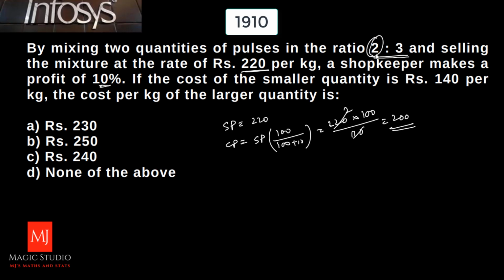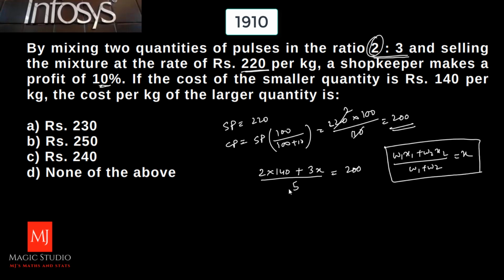Now the cost of the smaller quantity, that means part 2, is rupees 140. That means 2 into 140 plus 3 into the cost of the larger quantity, let it be x, divided by 2 plus 3, which is 5, equals the overall average cost. You know that, isn't it? W1 x1 plus W2 x2 by W1 plus W2 is equal to the overall cost. So 280 plus 3x is 1000. 3x equals 1000 minus 280, which is 720. So x should be 720 by 3, that is 240.